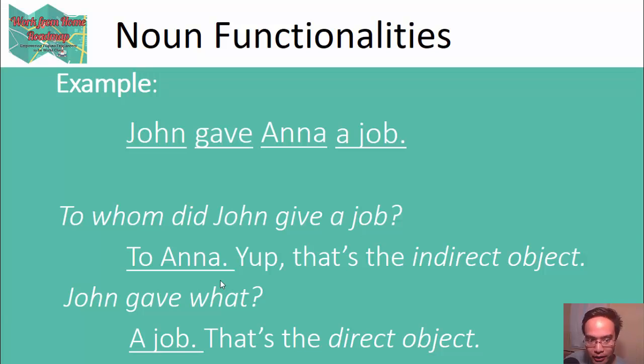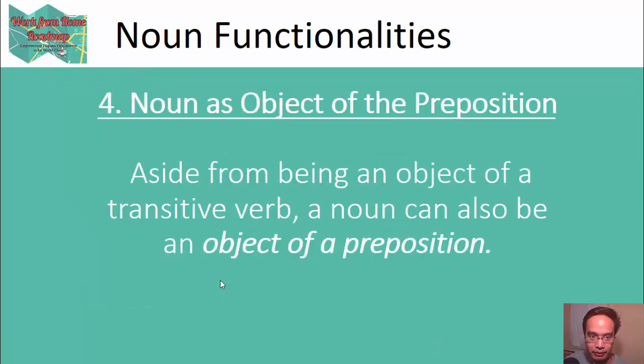That's the direct object. So let's go over the noun functionalities in the sentence. We have John, the doer of the action, gave, which is the transitive verb, the job, which is what John gave, and Anna, which is who John gave the job to. I know this is pretty confusing, but always go back to the question tests to be able to identify where a direct object and an indirect object is.